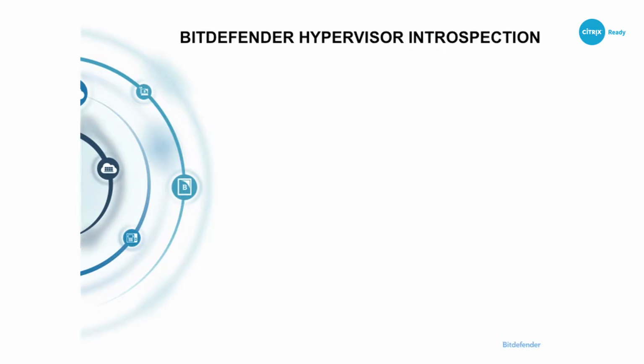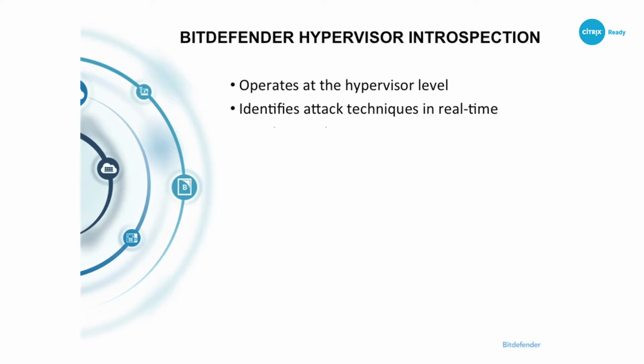Hi, I'm Harish Agastya with Bitdefender, and I'm excited to present to you a new solution that we've developed in close collaboration with our partner Citrix that can take security to a level higher than previously possible in physical or virtual environments. Bitdefender hypervisor introspection, or HVI, operates at the hypervisor level and protects workloads by identifying attack techniques that are typical of advanced targeted threats.